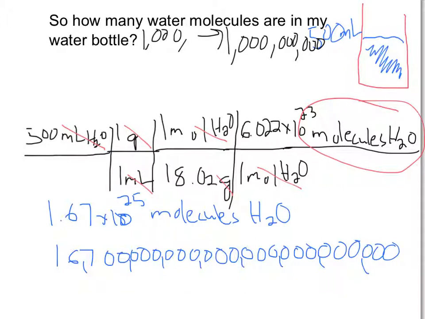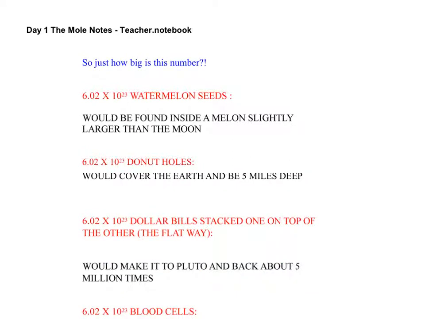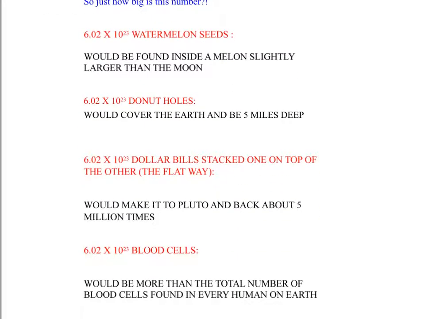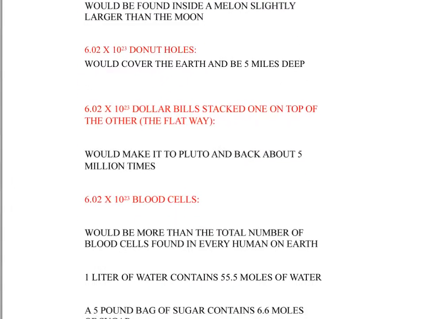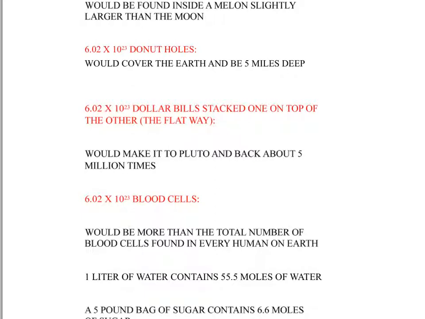And on the next slide, I'm actually going to give you some more examples of just how large this number is. So here are some examples. If we had a mole of watermelon seeds, they would equate to about the size, slightly larger than the moon. If we had a mole of donut holes, they would cover the earth to be 5 miles deep.